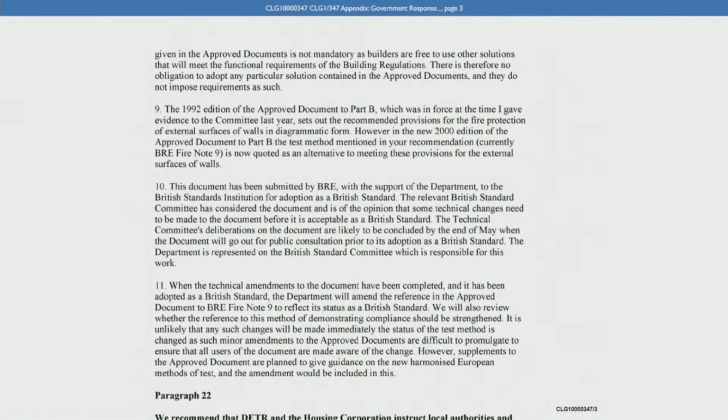And it says, the 1992 edition of the approved document to Part B, which was in force at the time I gave evidence to the committee last year, set out the recommended provisions for the fire protection of external surfaces of walls in diagrammatic form. However, in the new 2000 edition of the approved document to Part B, the test method mentioned in your recommendation, currently BRE Fire Note 9, is now quoted as an alternative to meeting these provisions for the external surfaces of walls.